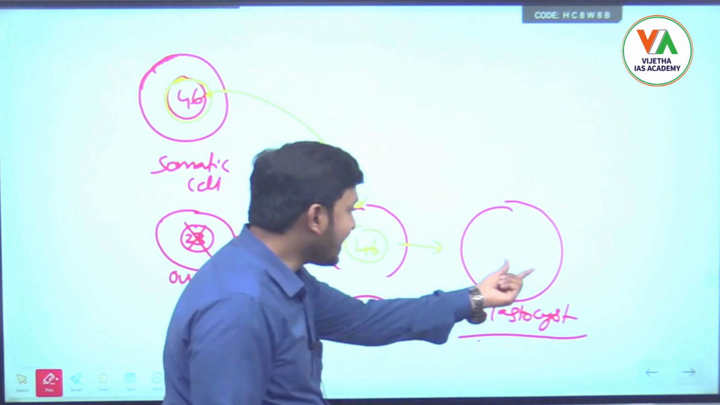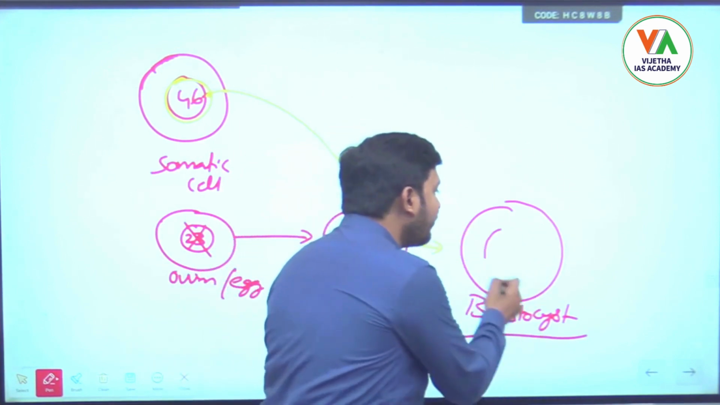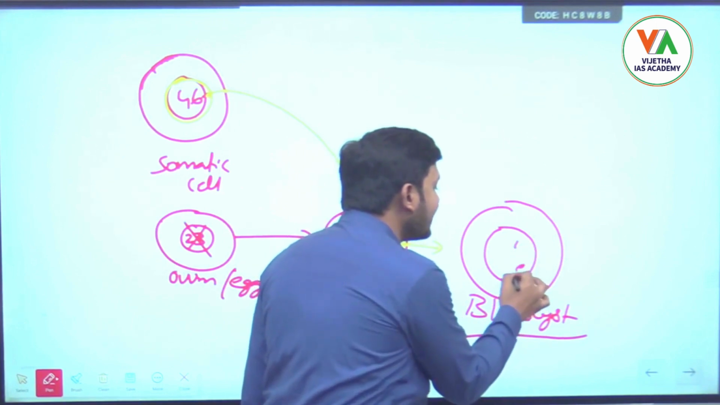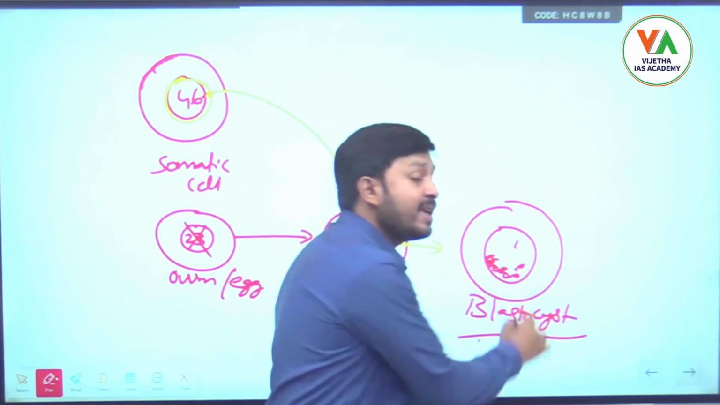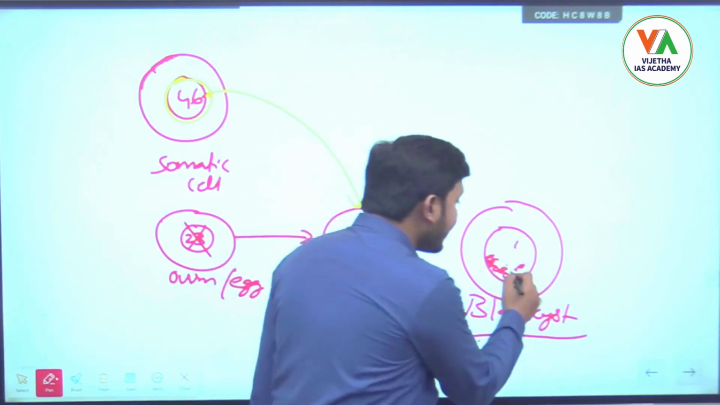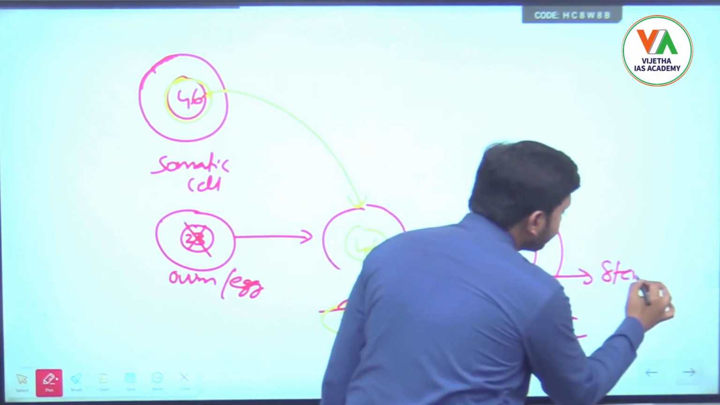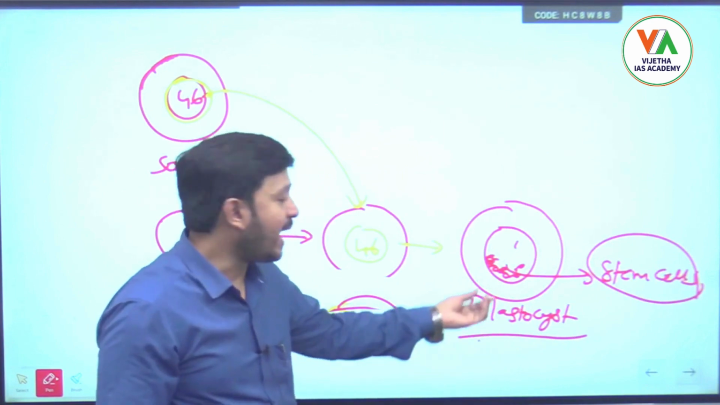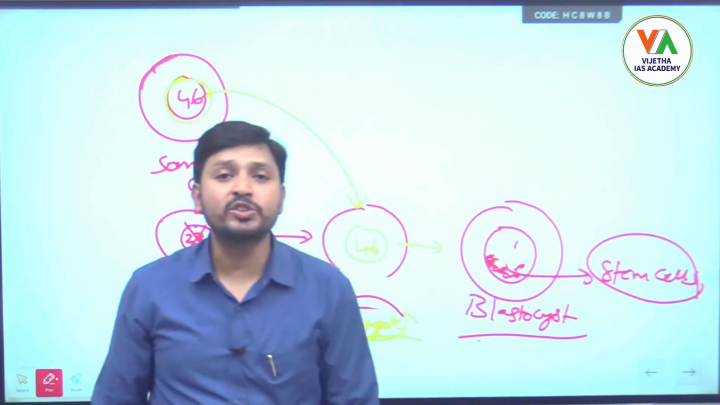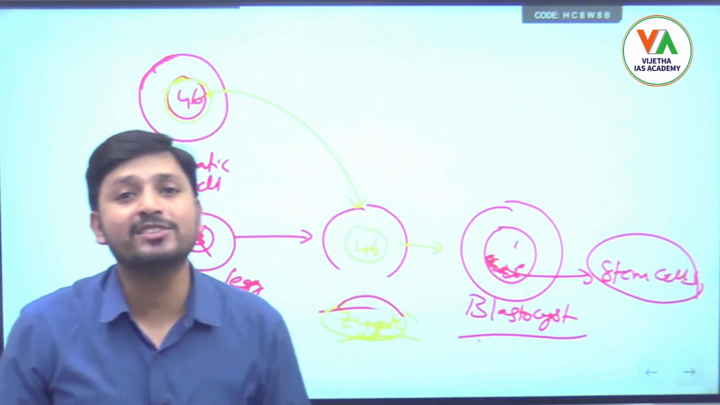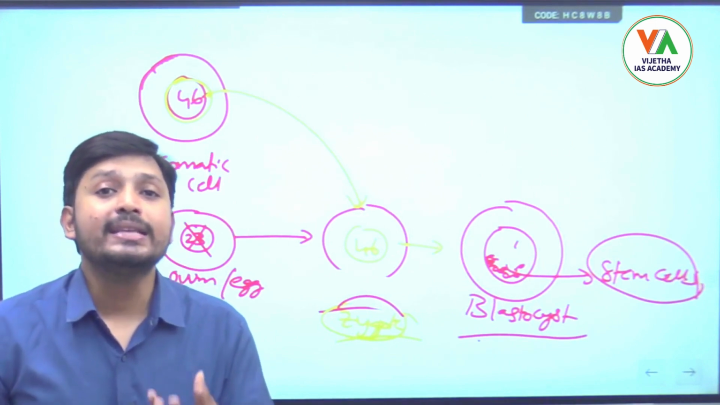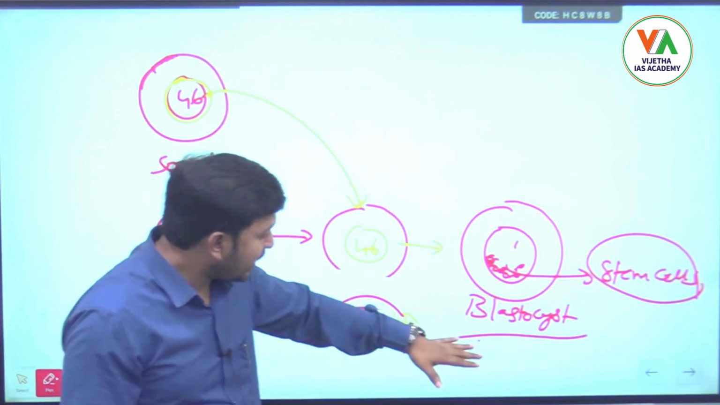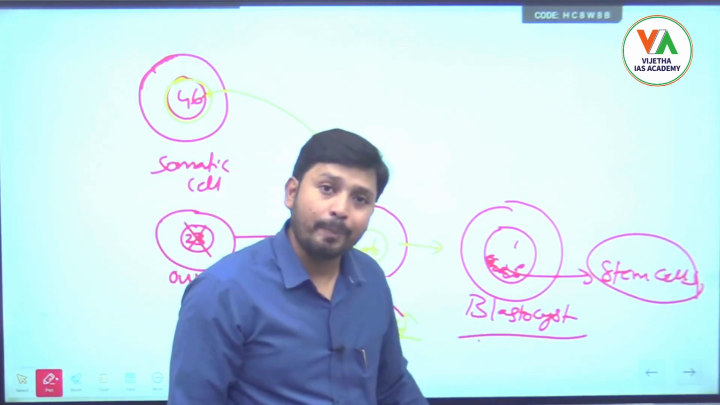Okay, this blastocyst will have different layers. In the inner layer of the blastocyst there are cells. This is the blastocyst, and there are different layers of the blastocyst. In the inner layers of the blastocyst there are some cells present which are called stem cells. Okay, remember there is one peculiar property regarding this.